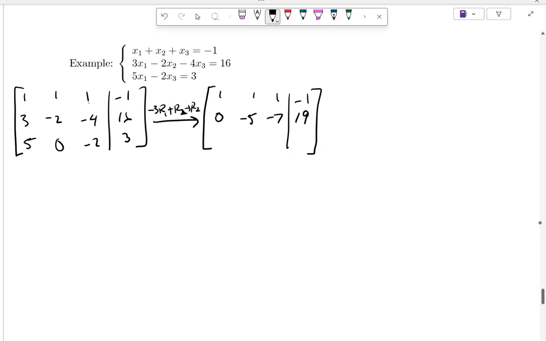We also need to get a 0 where the 5 is. So we'll multiply negative 5 times row 1 added to row 3 and replace row 3. Negative 5 times 1 gives you negative 5 plus the 0 gives you a negative 5. Negative 5 times 1 gives you negative 5 minus 2 gives you negative 7. Negative 5 times negative 1 gives you a 5 plus 3 gives you an 8.